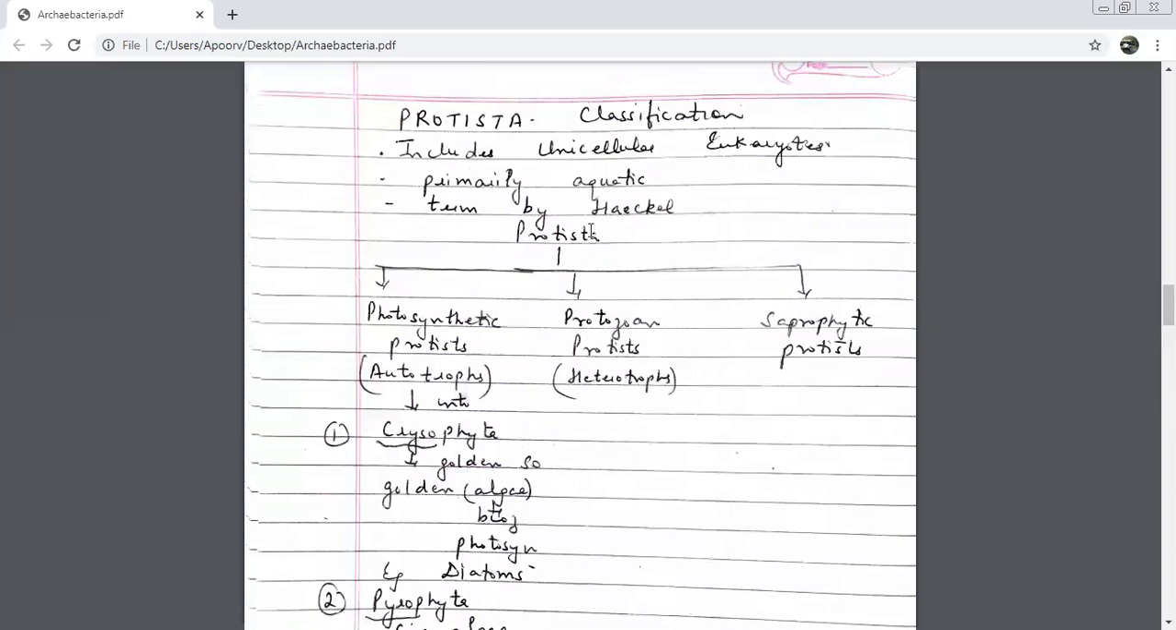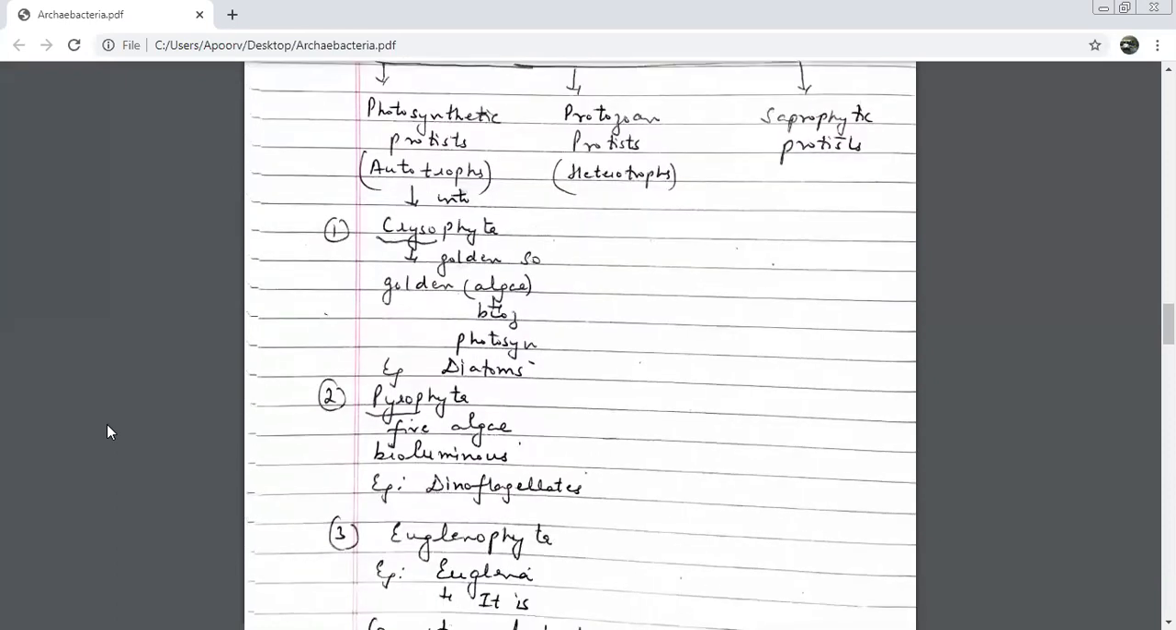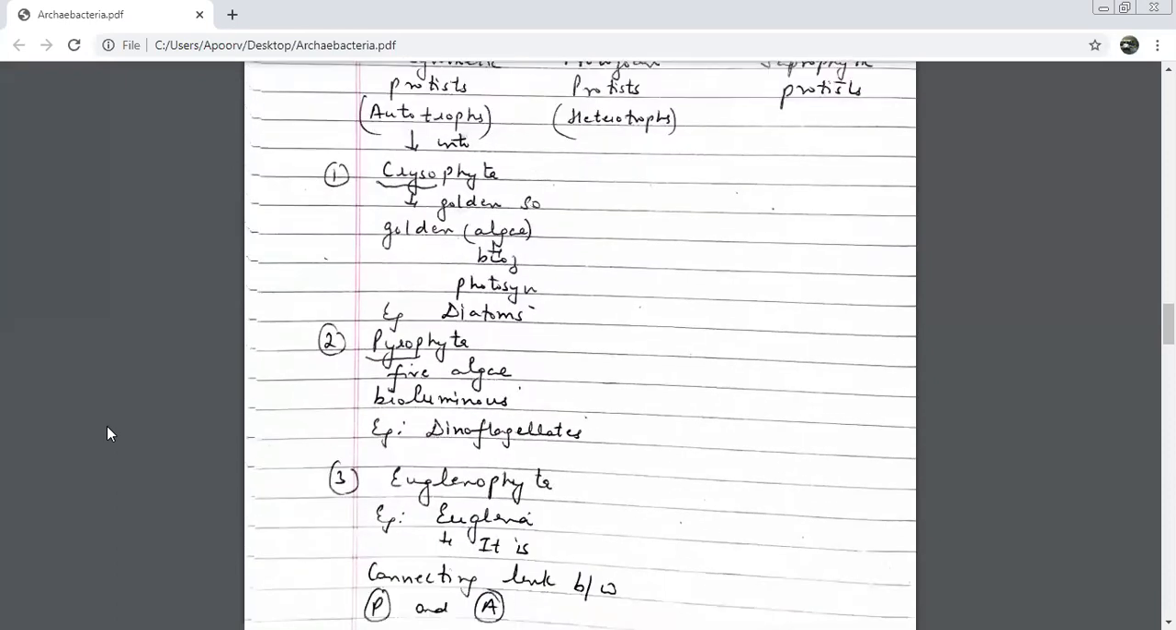Very quickly with me now. We were talking about protista. The first category of protista were the autotrophic ones, which are known as photosynthetic protists. Tell me the three subdivisions of photosynthetic protists. Chrysophyta, pyrophyta, and euglenophyta. The first one is also known as golden algae. They are called golden algae because they have a golden color, and algae because they perform photosynthesis. Excellent. Which is the second one? Pyrophyta.